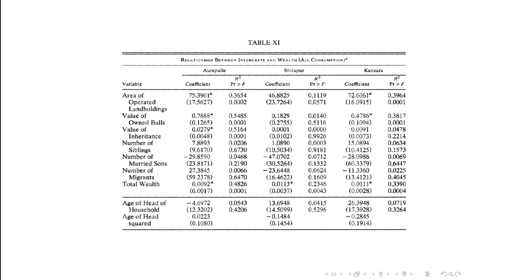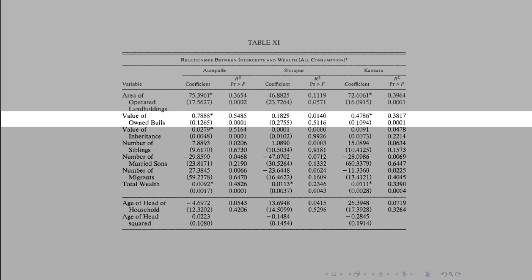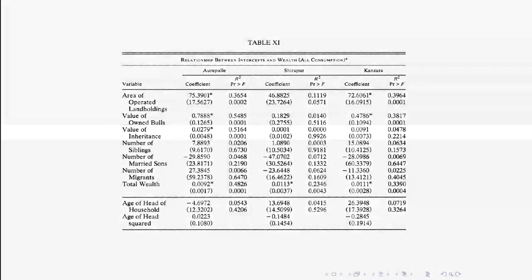Those lambdas are correlated with things like land holding, or the value of the bullock that they own and plow with, and the value of inheritance. So that would seem to suggest there is some correlation between wealth and the lambda weights, although it's not uniform and not true at all in Shirapur. So it's mostly apparent in only one of the three villages, in Arapali.